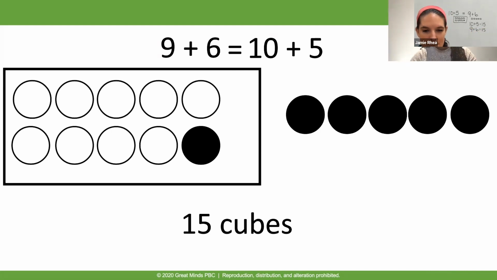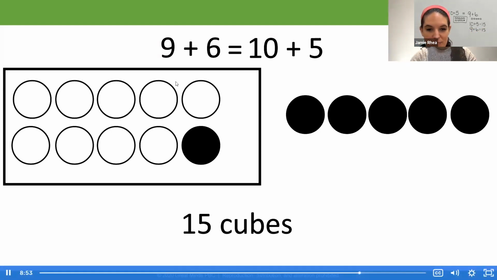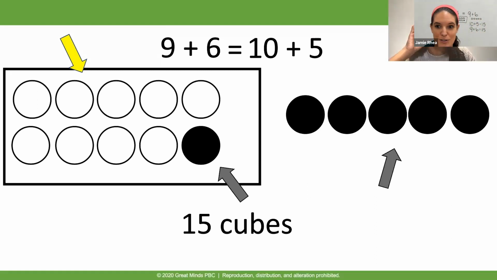Can you point to the circles that represent our 9 cubes? Here's our circles that represent 9. That's right. And can you point to the circles that represent our 6 cubes? Here's part of them, and here's the other one. See our different parts? And notice that you're pointing to 2 different places again. Can you remind me why? Because we broke the 6 apart into 5 and 1, just like we did yesterday in our fluency practice. Because we broke down our 6 into 1 and 5.